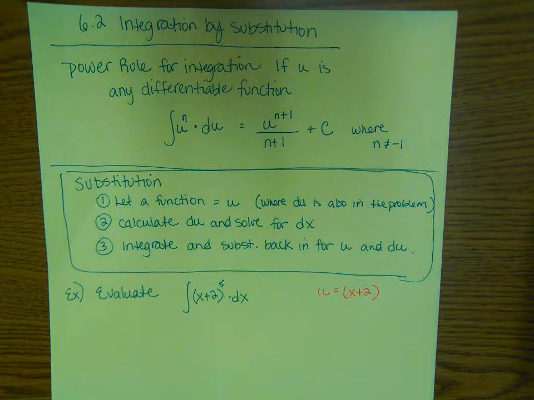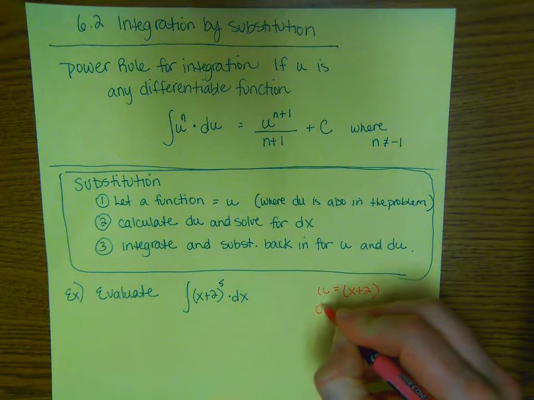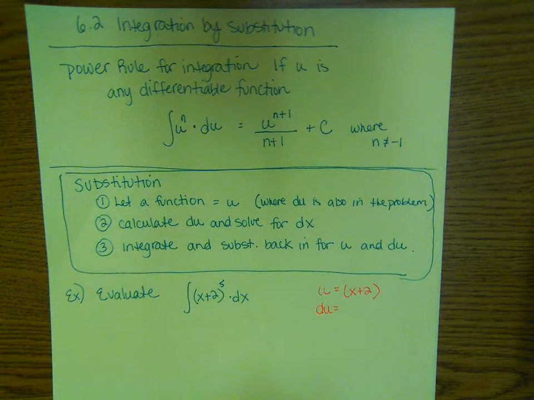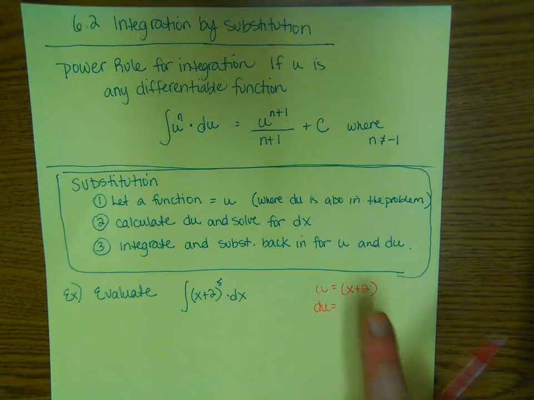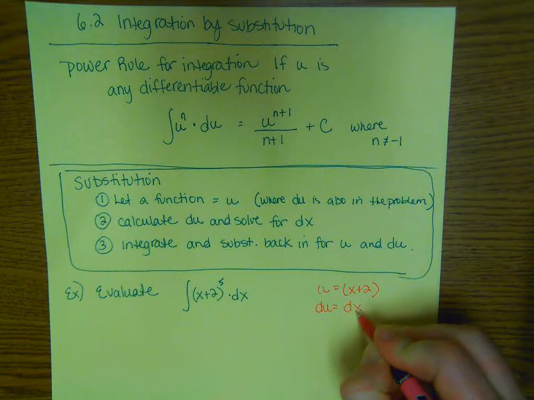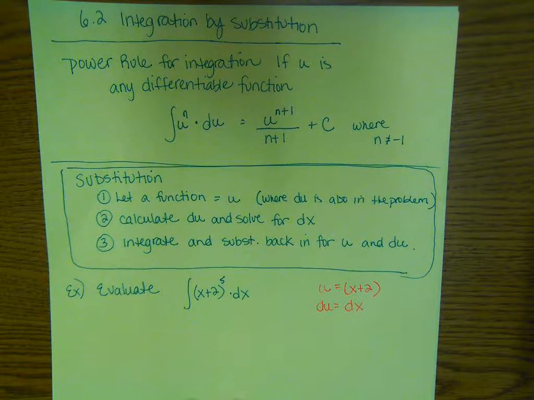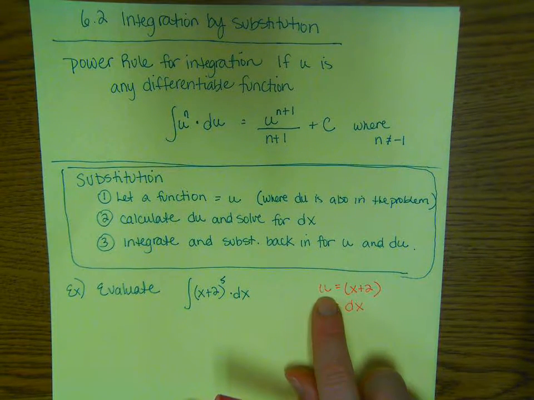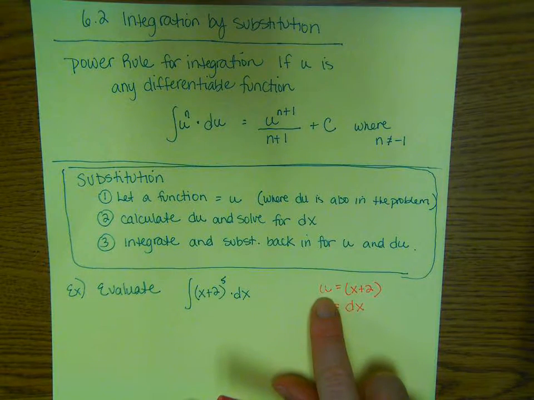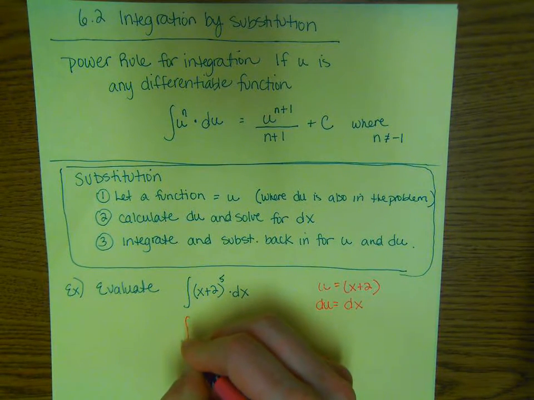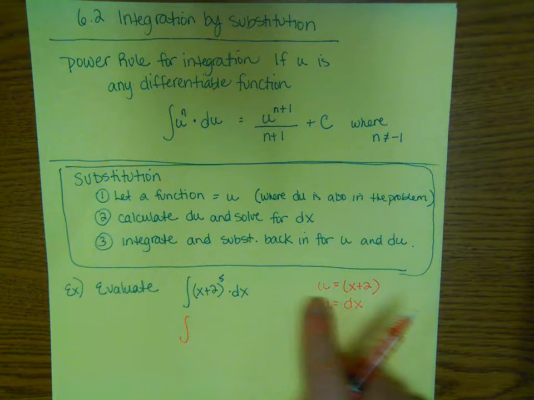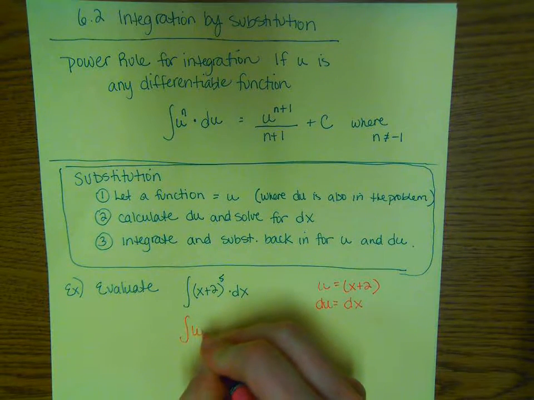Then I want to make sure I see du in the problem. What's du? Well, what's the derivative of this side? Just dx. Okay. Here's where the substitution plays in. We're going to rewrite the integral, and we are going to replace x plus 2 with u. So I'm doing this in pink now. Instead of (x plus 2) to the 5th, this is u to the 5th. And instead of dx, I can write du.